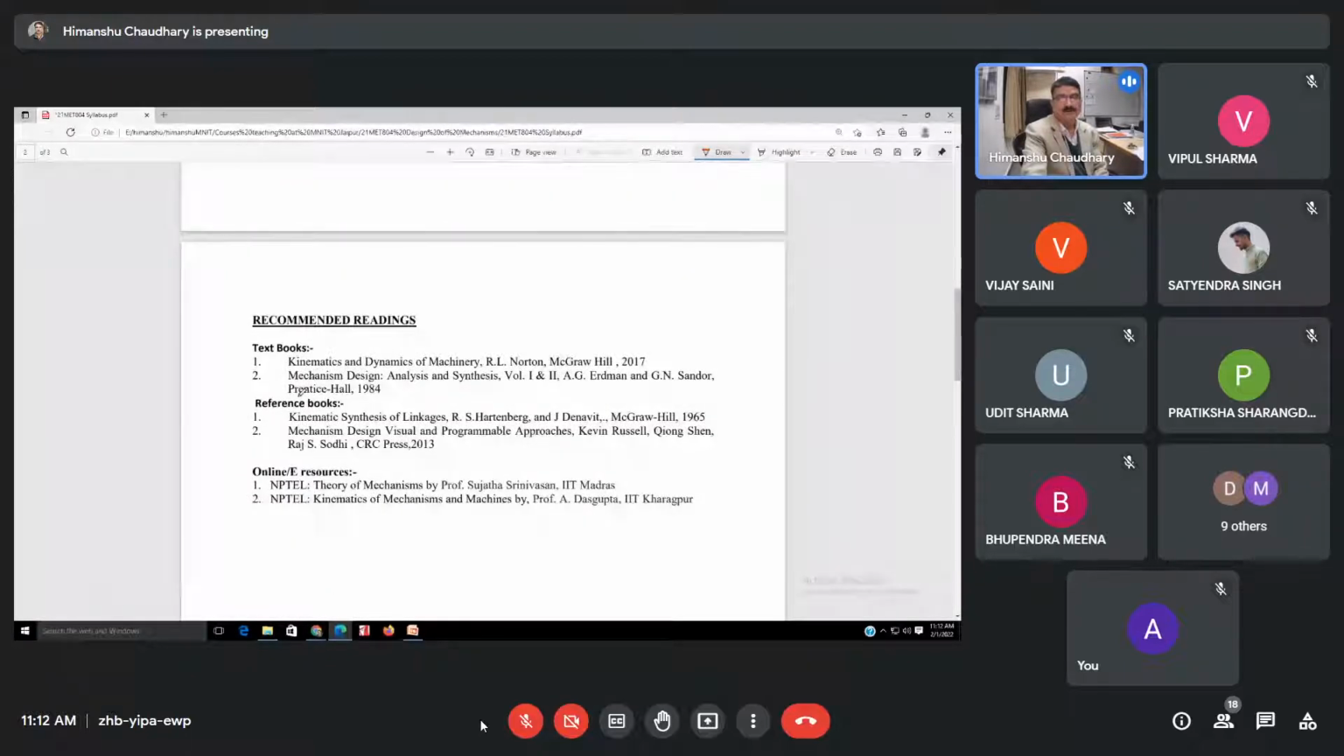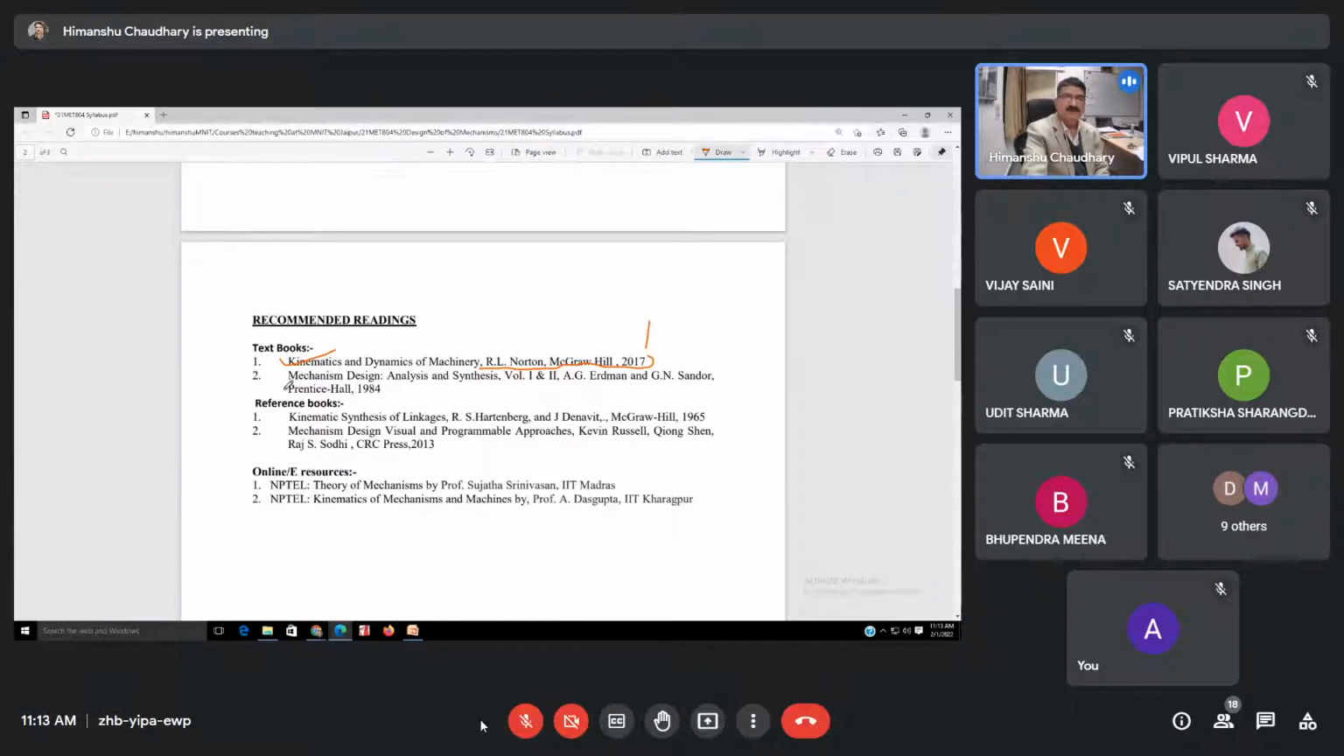I recommend the following books. These books: Kinematics and Dynamics of Machinery by R.L. Norton. Very cheap books available in India. You must have this book.